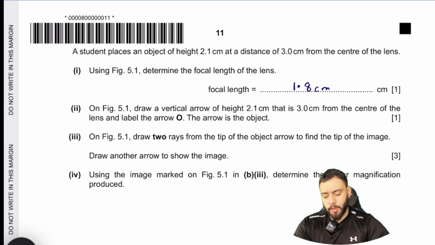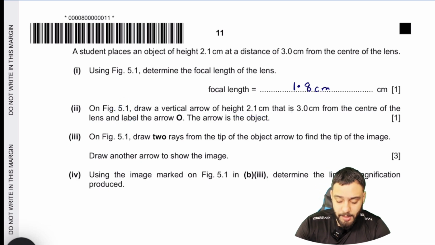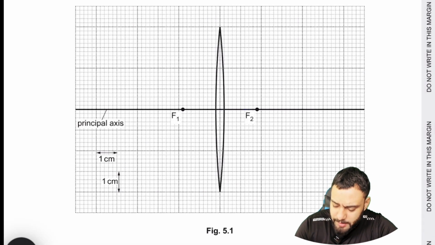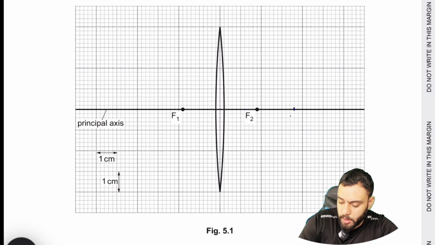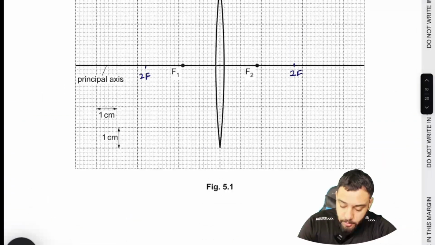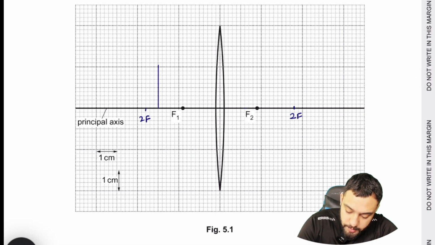Using figure 5.1, draw the vertical arrow of height 2.1 centimeters and 3 centimeters from the center of the lens and label the arrow O. The arrow is the object. Okay, label the arrow O. Just for my understanding, I'm going to be making a 2F as well. So 2F is going to be 3.6 centimeters. 2F is twice the focal length. Then I'm going to place an object that is 2.1 centimeters high at 3 centimeters. So 3 centimeters and 2.1. So the object is going to be exactly over here.